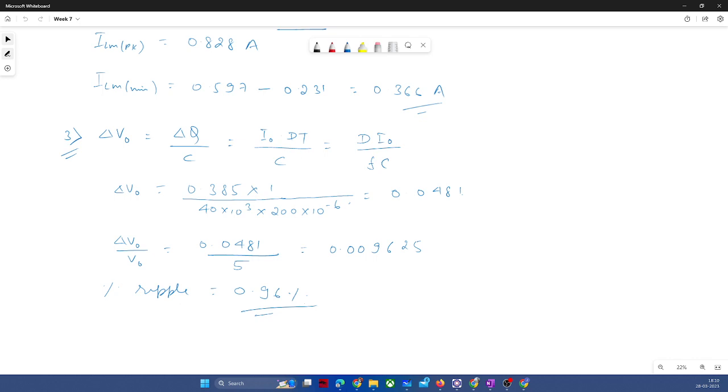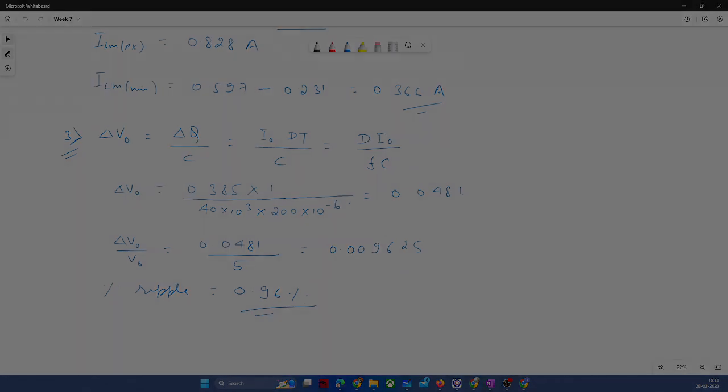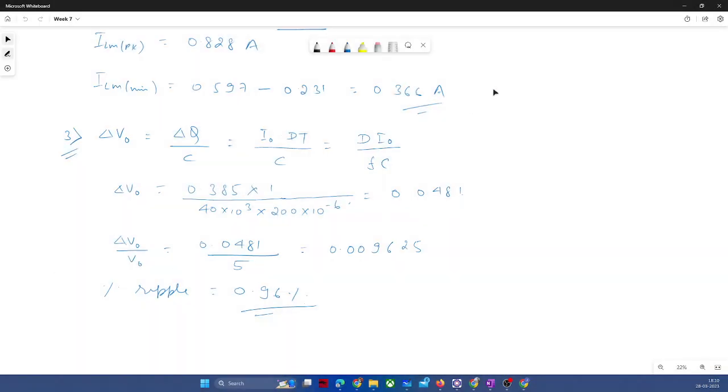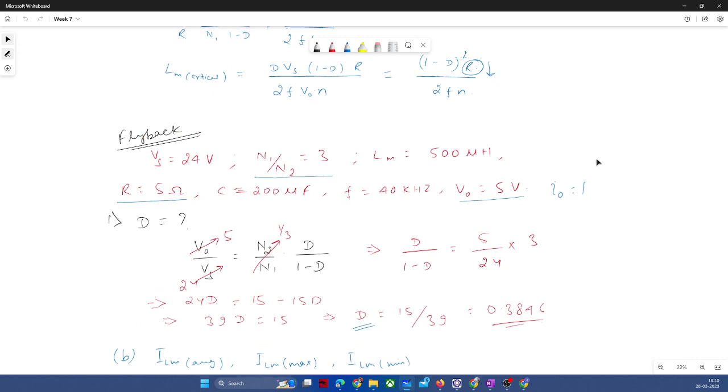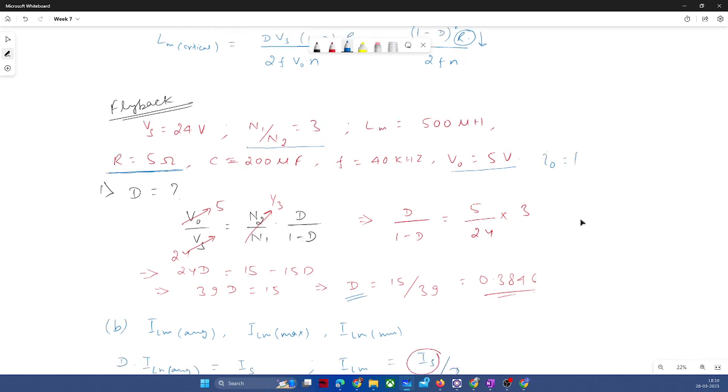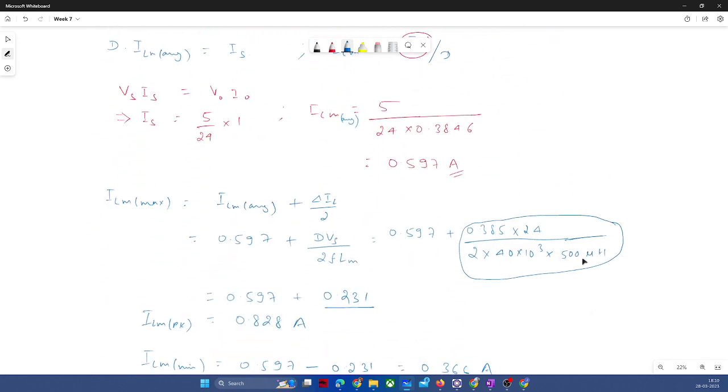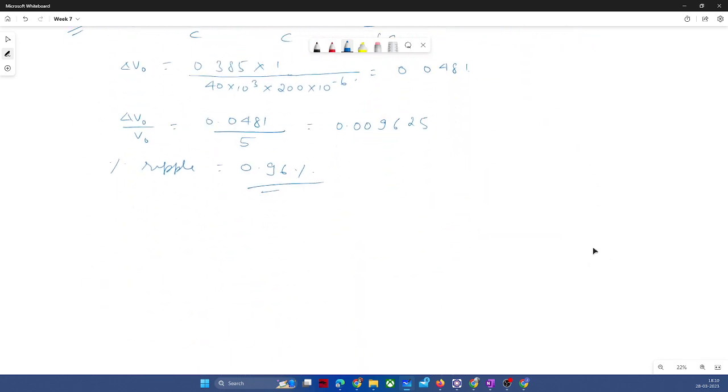Let me bring back the problem here. In that problem, the resistance was given as 5 ohm. Now in the extension problem, it is being asked what will happen if we increase the value of resistance up to 20 ohm. So now, R new.